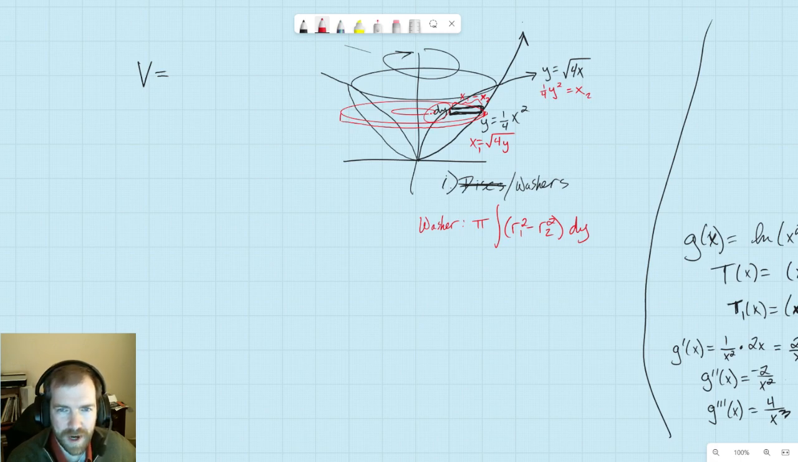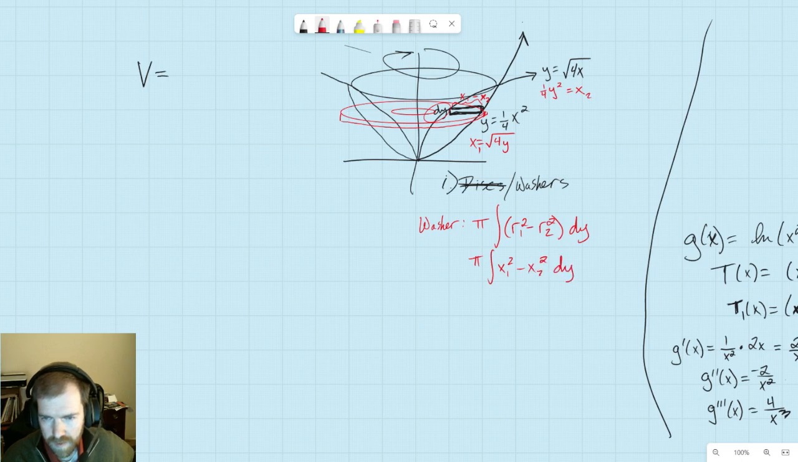Pi r squared for the big one minus pi r squared for the small one times dy gives you the height. So pi r squared for the large, it's x1, minus pi r squared for the small one, x2, times dy. So pi integral, y1 or x1 is the square root of 4y, minus x2 parentheses squared, minus 1/4 y squared parentheses squared dy.